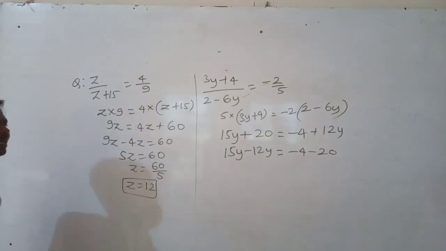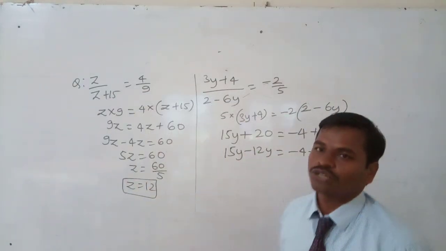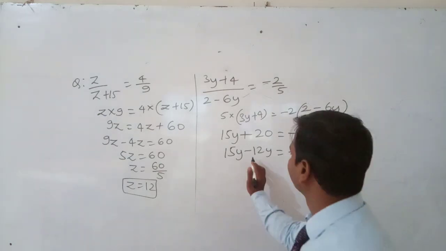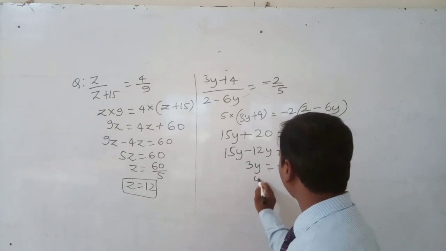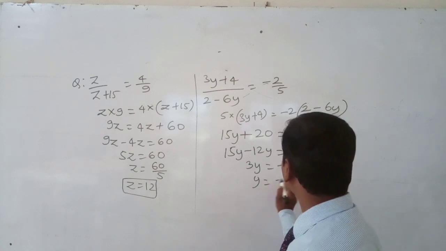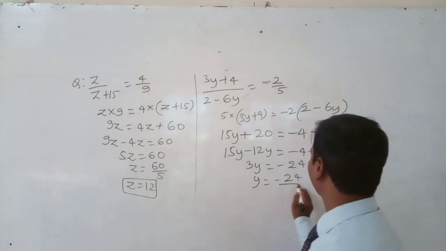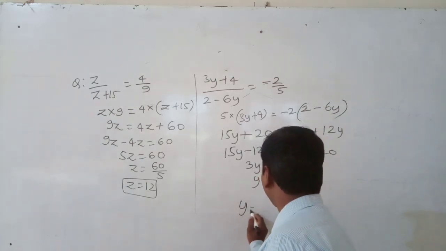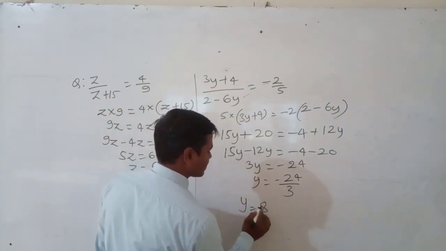What are we getting here? 15 minus 12, it is 3. Minus 4 minus 20, it will become minus 24. Okay? 15 minus 12 is 3y equal to minus 24. Multiplication will become division next. Divided by 3. 3 8s are 24. Y equal to 8. Minus is there. Y equal to minus 8.